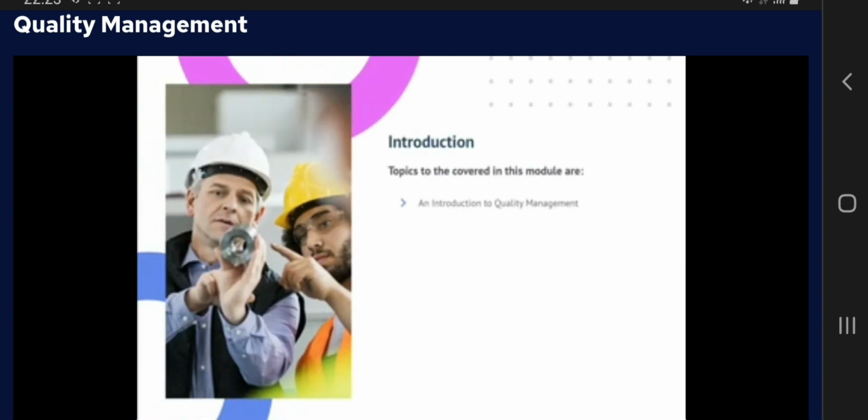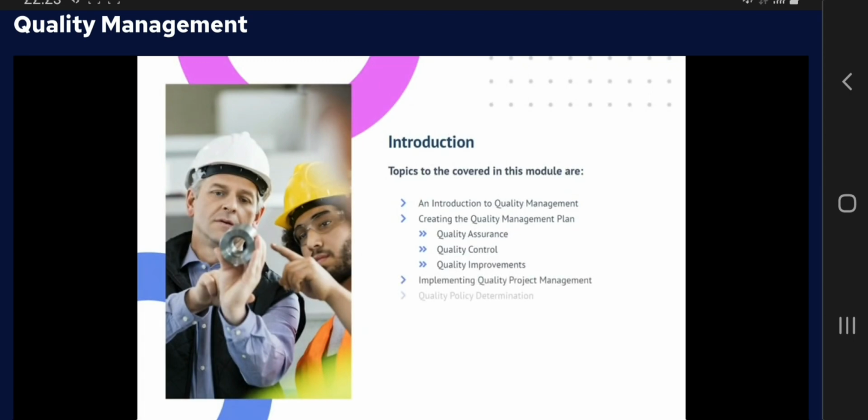Topics to be covered in this module are: an introduction to quality management, creating the quality management plan, quality assurance, quality control, quality improvements, implementing quality project management, quality policy determination, benefit or cost analysis, preparing for quality control, quality assurance applying, quality control implementation.